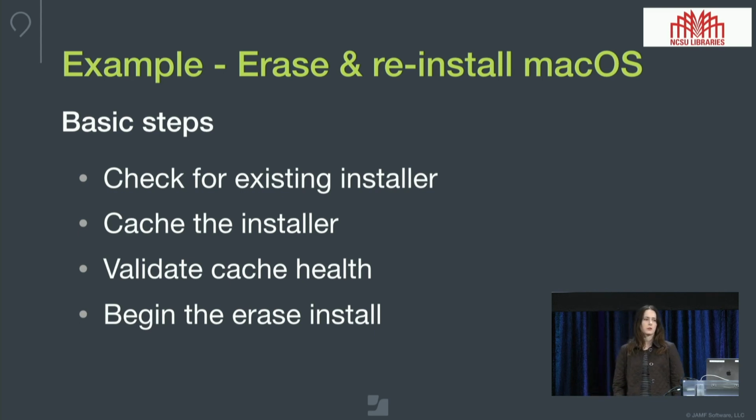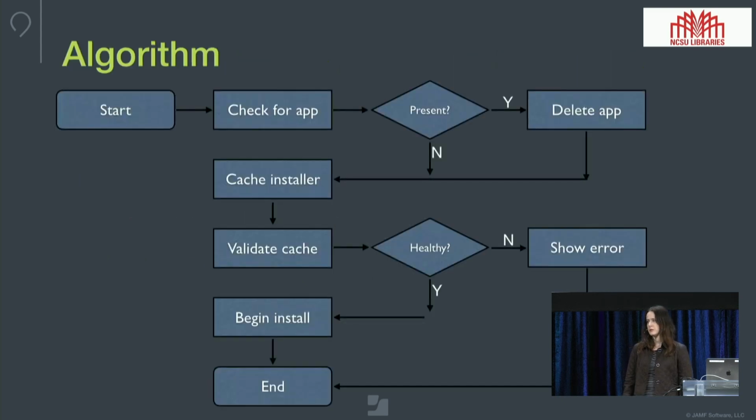The next piece, once we've done that, is we can begin the actual install. I'm a person that likes to draw a lot of scribbles, then I'll figure out if I've got a problem with my workflow or if I'm doing something in an illogical order. So this is what this workflow or algorithm could possibly look like. And we've got the 4 steps here. We're going to check for the app, deal with that if it's there, cache the installer, validate that cache, and then we'll begin our install.